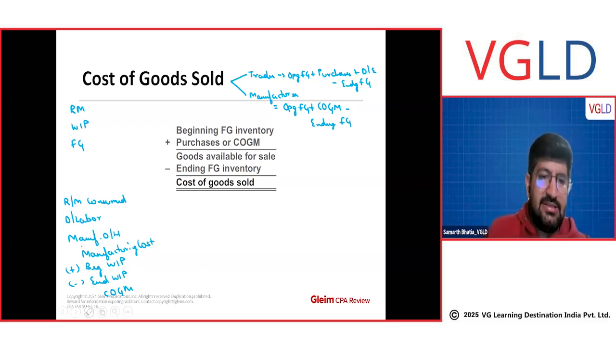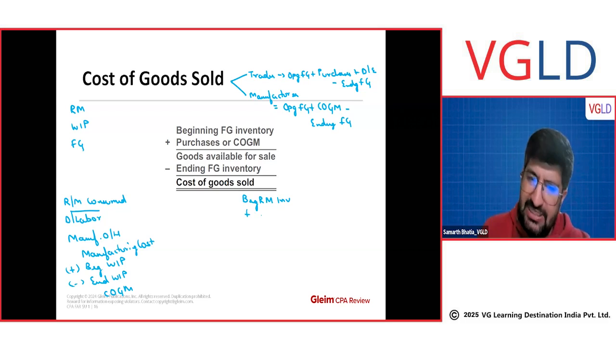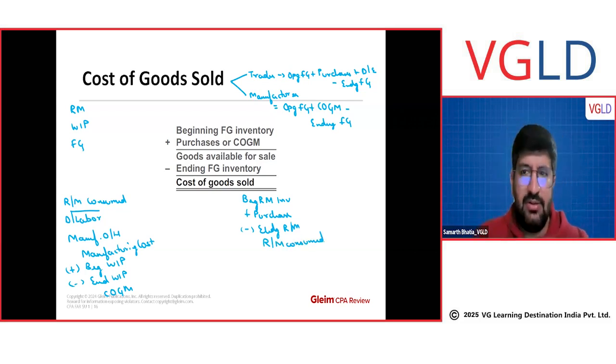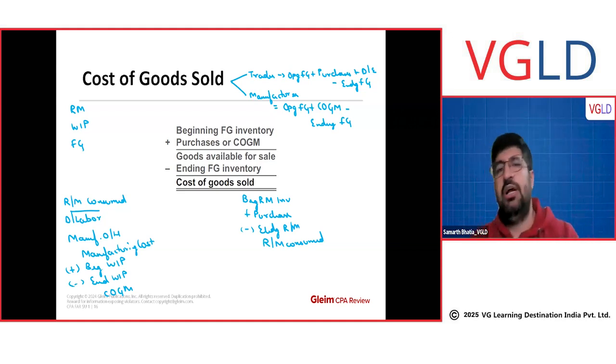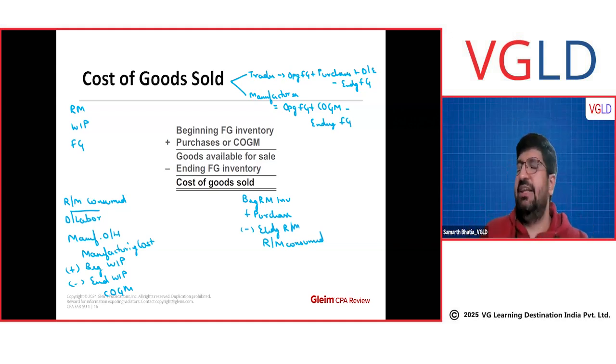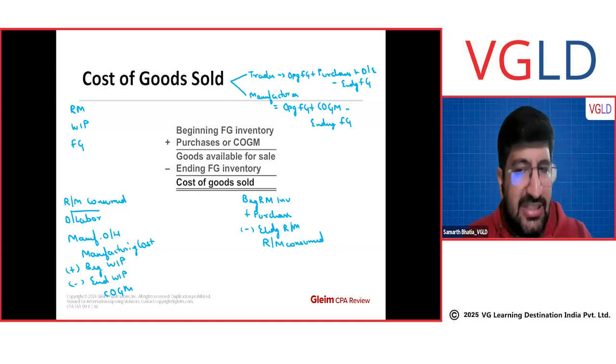And now the next thing is, if the question asks you to calculate the raw material consumed, the formula is beginning raw material inventory plus purchases minus ending raw material inventory, which will give you the raw material consumed. So these are the multiple formulas which you should know, because in the examination there is a possibility that they can ask you to calculate the cost of goods manufactured as well.